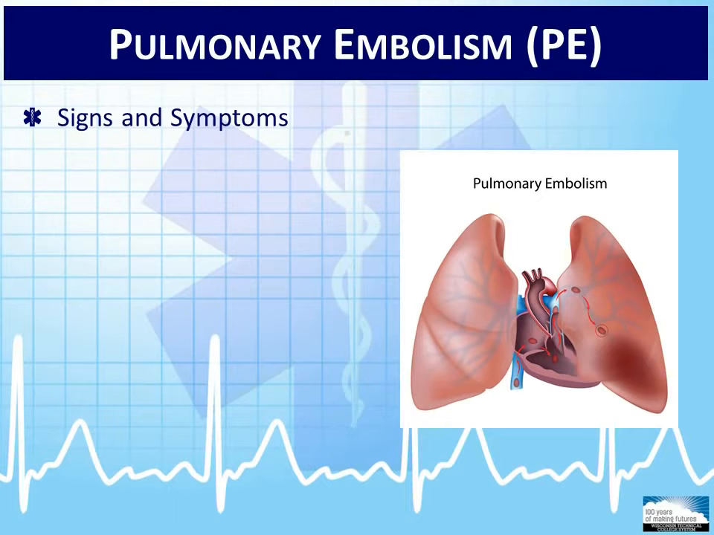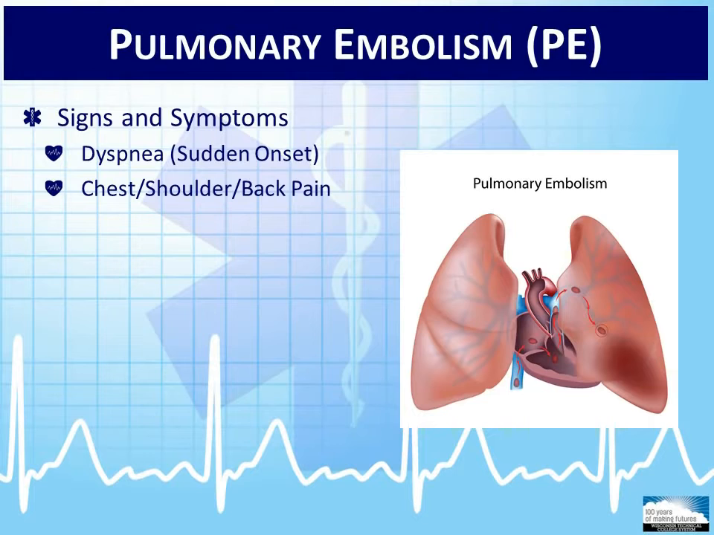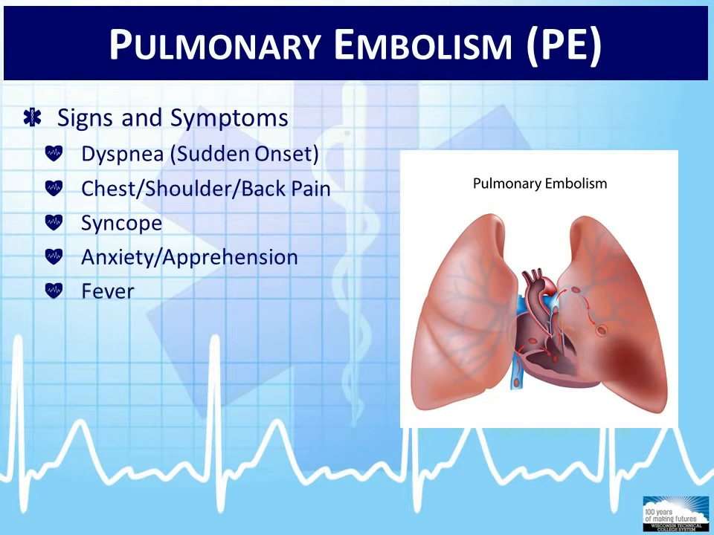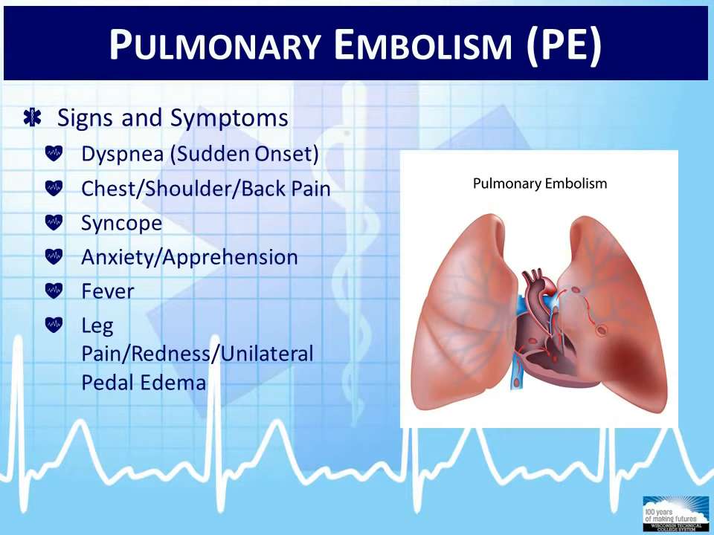Signs and symptoms may vary, making it a difficult condition to detect at times. The typical geriatric patient may complain of a sudden onset of difficulty breathing with chest, shoulder, or back pain. In addition, syncope, anxiety, apprehension, fever, leg pain, leg redness, pedal edema, fatigue, and cardiac arrest are also associated signs and symptoms.